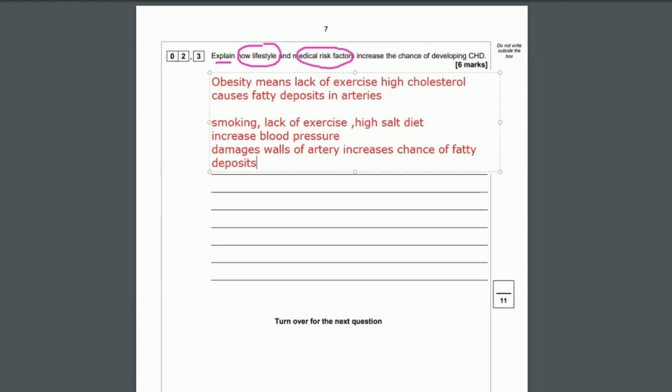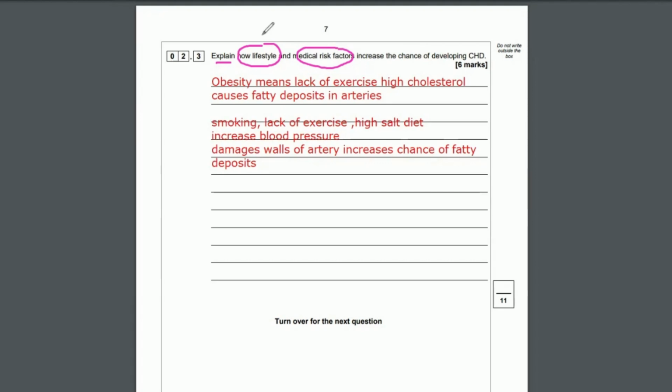All right. Let's move on. We've done enough there, really. I could talk about some other things like stress. Now we want to talk about medical risk factors. So this is my lifestyle factors ticked off. All of these are choices. Like smoking, that's a choice. Going for exercise is a choice. Putting lots of salt in your diet, that's a choice. Now we want to talk about medical risk factors.